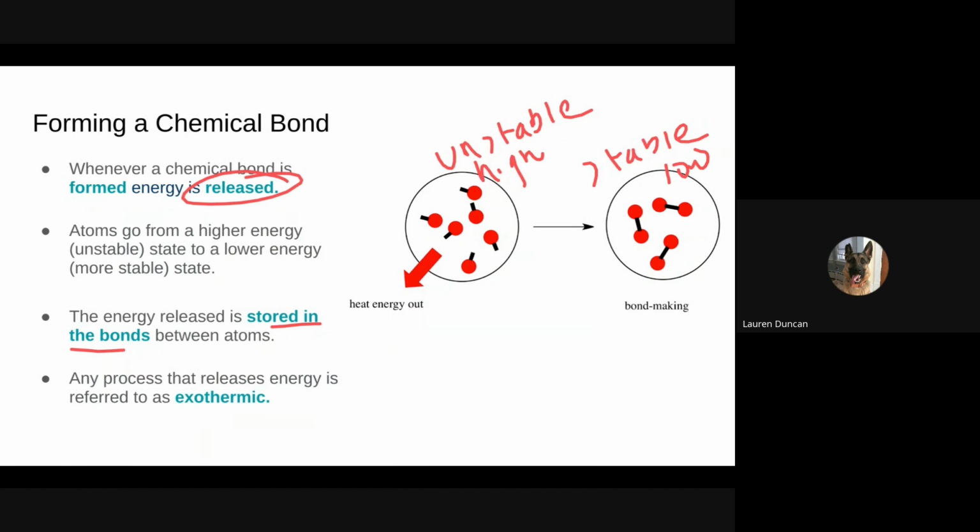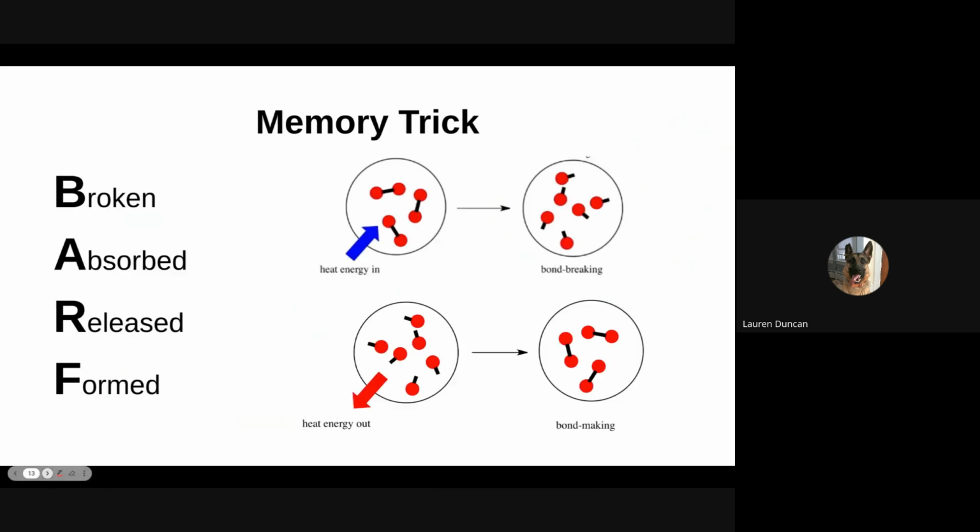But for now we'll say that some of that energy at least is stored in those bonds. The point is energy is being released, and any process that releases energy overall is called exothermic. So the EX, a little memory trick, makes me think exit. Energy is exiting as the bonds are formed and the atoms that compose them become more stable.